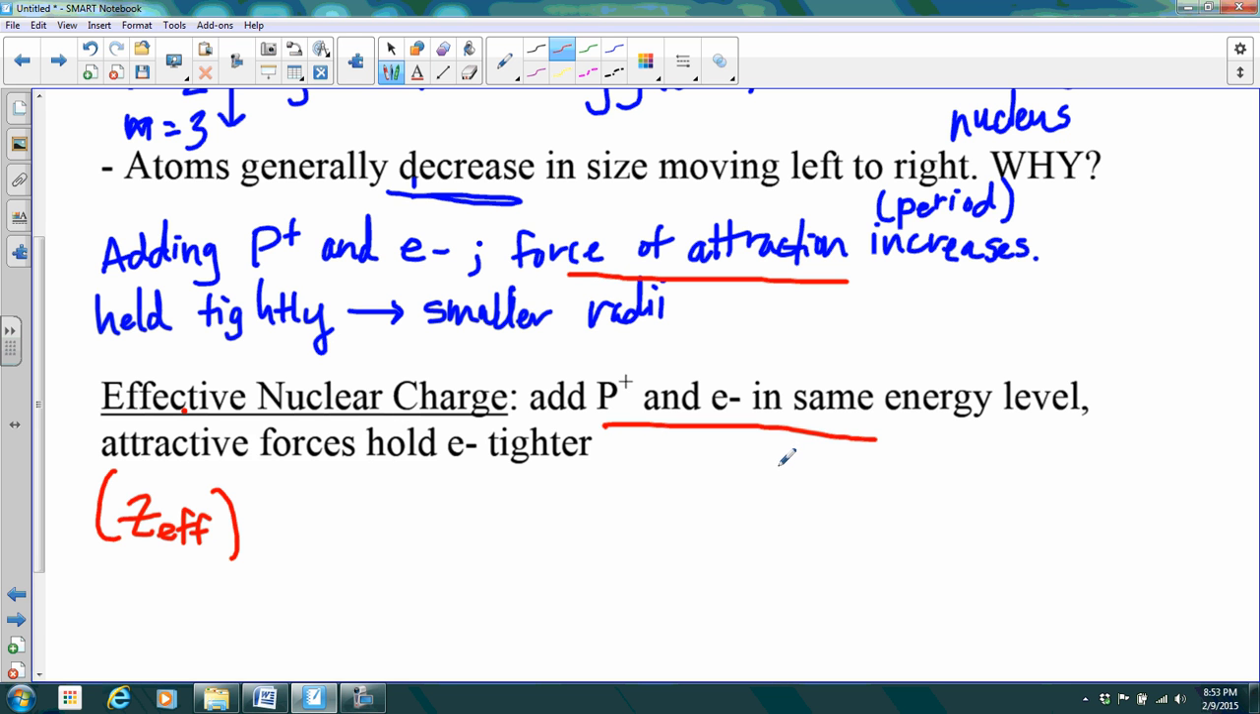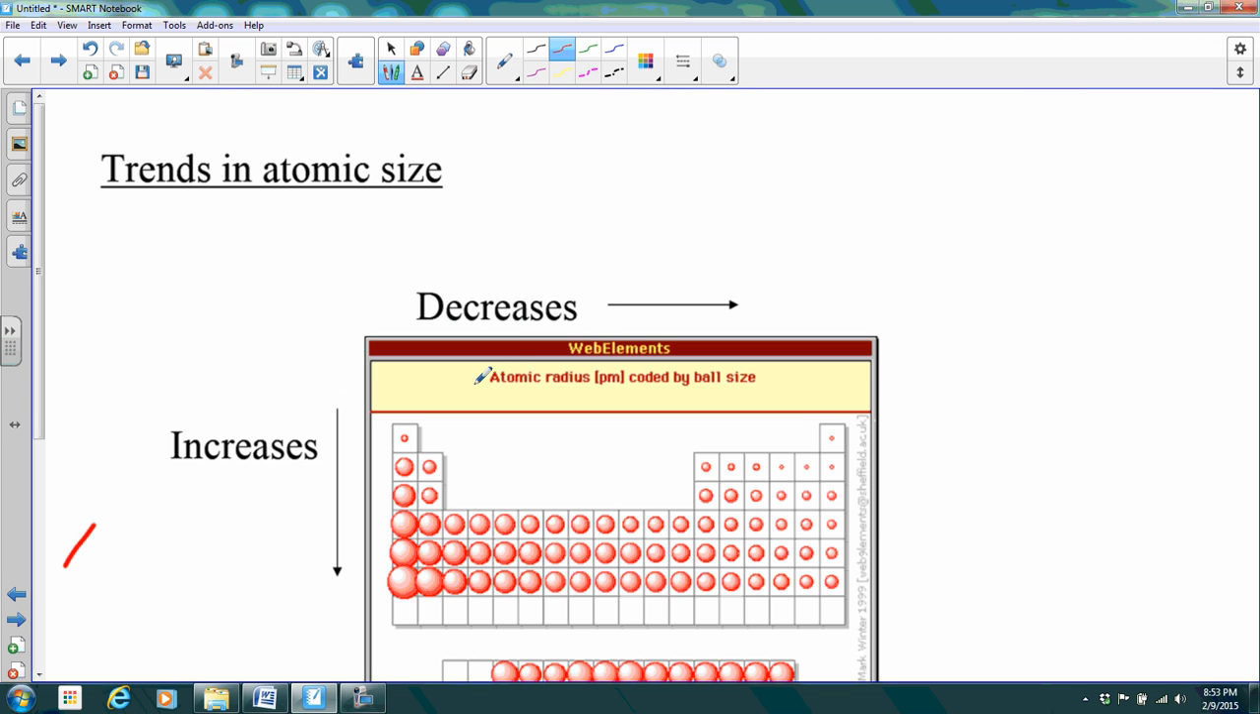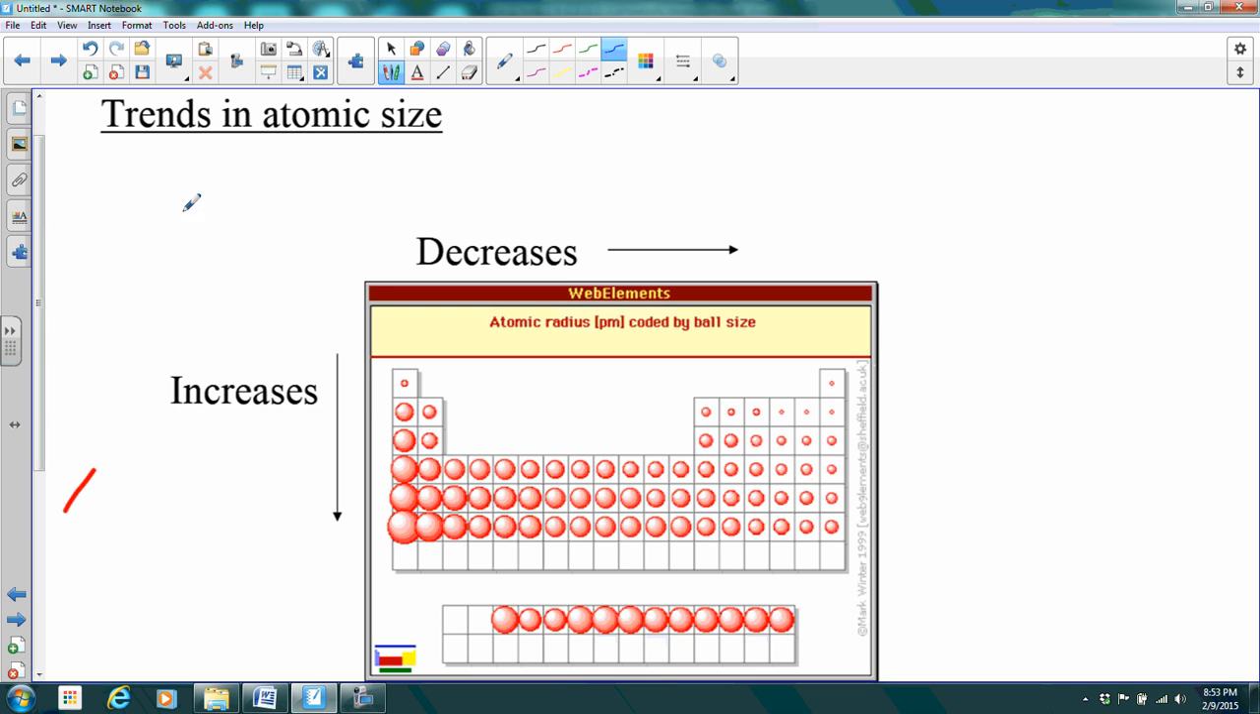This effective nuclear charge is going to play a part when we talk about ionization energy, which is the next topic. Just in general, we have these trends that you're going to need to remember, and if you look at your gold sheet, you'll see these general trends there. As I go across the periodic chart in the same period, our effective nuclear charge is going to increase.